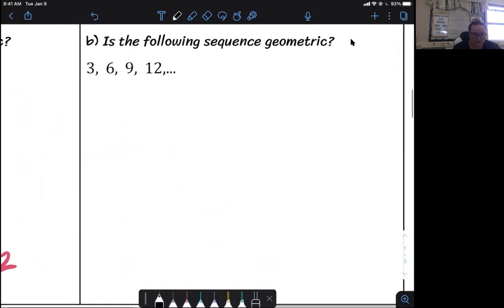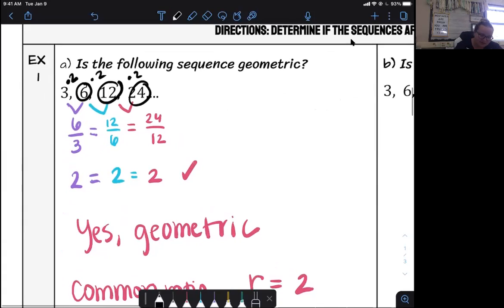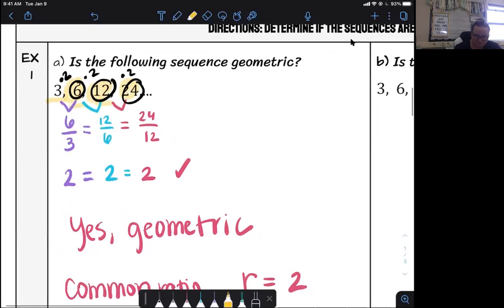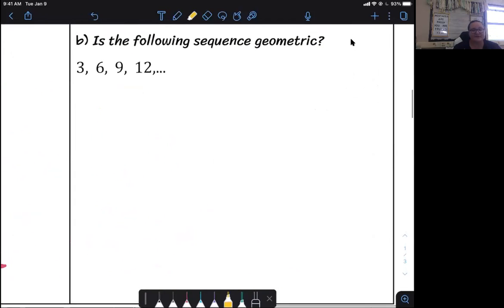So remember, do what we did this other time. Take the next term and divide it by its previous term. Take 12, we divided it by 6. We took 24, we divided it by 12. And see if you get the same number. Is there a common ratio? Is this a geometric sequence?